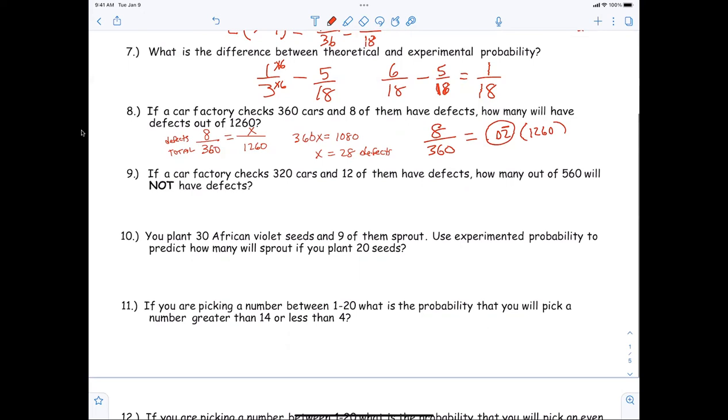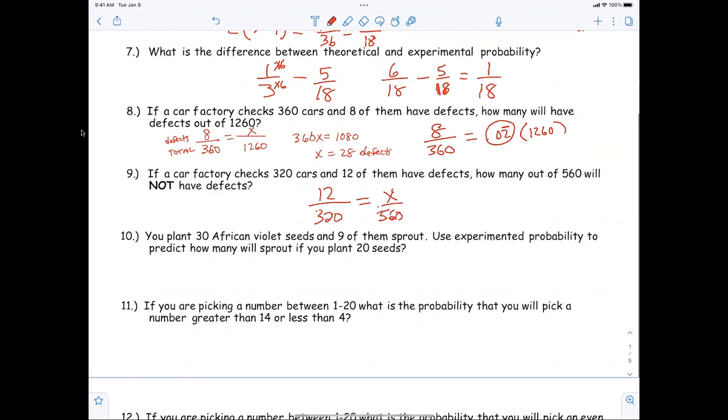All right. Now let's look at 9. If a car factory checks 320 cars and 12 of them have defects, how many of 560 will not have defects? So help me out with this, Quinn. What do I need to do? 12 over 320. I know what you meant. Okay, so 12 over 320. And then X over 560. Beautiful. That's the way I would do that.